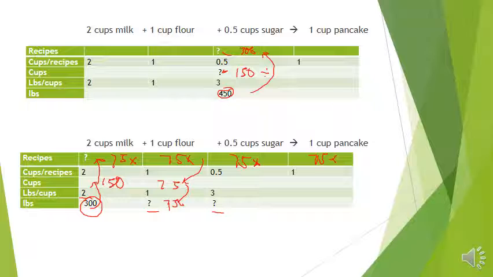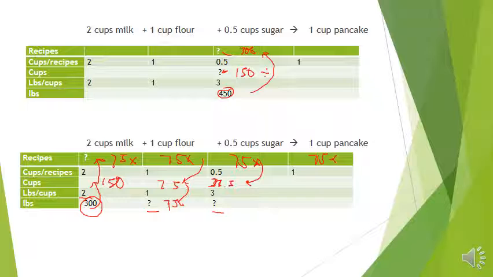Again, if you have 75 recipes, each time you do it you need 0.5 cups of sugar, so multiply 75 by 0.5. That's 37.5 cups. So 37.5 cups to do the recipe 75 times. Each cup is only half a recipe, so it's 37.5.